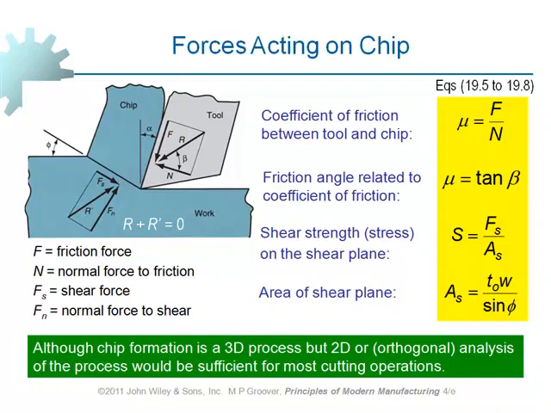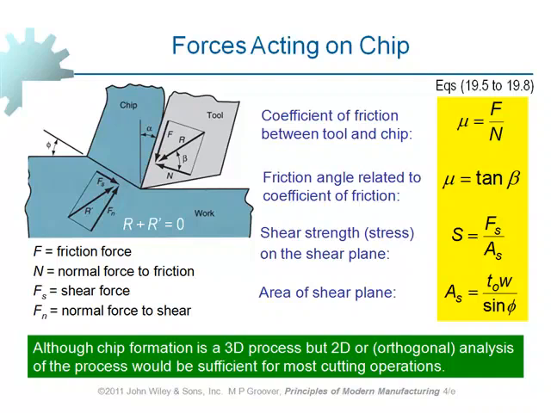And each of these forces is resolved into two forces. This force F is called friction force, and this N is normal to the friction force. And of course here, on the material side, we've got R prime, which is also resolved into shear force Fs, which is along the angle of the plane of shear, and Fn, which is normal to Fs, the shear force.